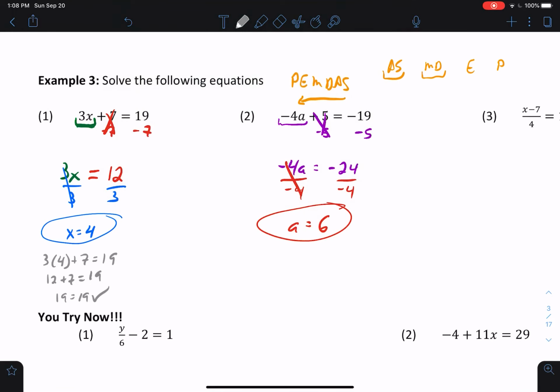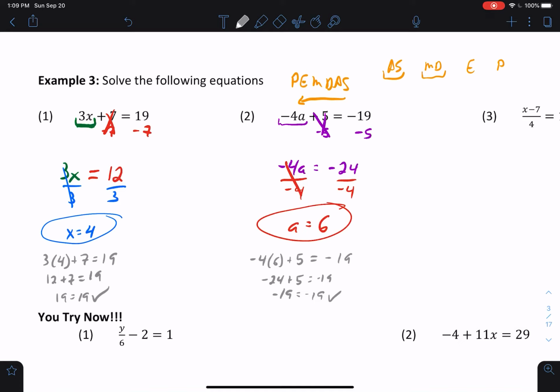Checking our work. We got negative 4a, but instead of a, I plug in 6, plus 5. Does that equal negative 19? Let's simplify and find out. Negative 4 times 6 is negative 24. Negative 24 plus 5 is negative 19. Negative 19 equals negative 19. That's how we know we have the correct answer.